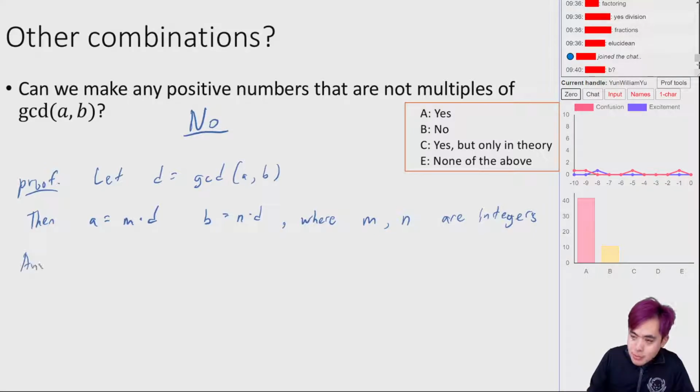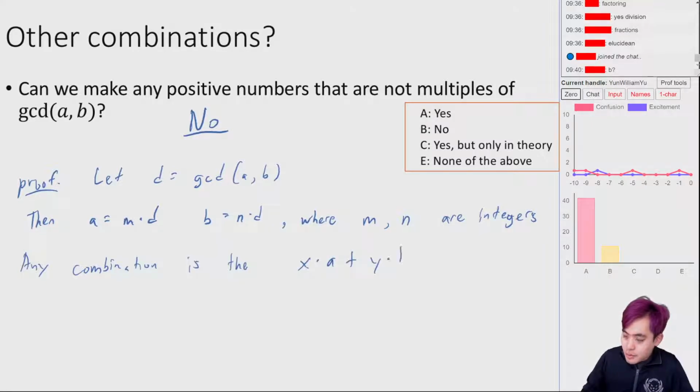So then any combination is then x times A plus y times B, where x and y are integers. But then what's that equal to? Well, that's equal to x times M times D plus y times N times D, where x and y are integers. And if we use the distributive property and factor out, that gives you x times M plus y times N, times D.